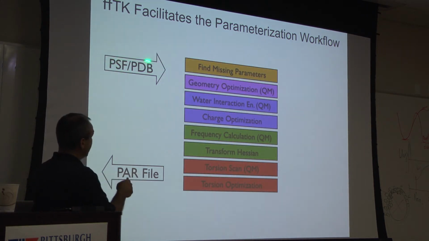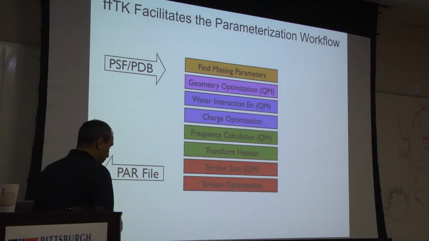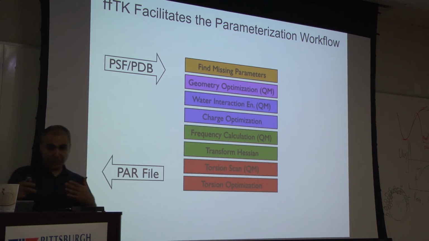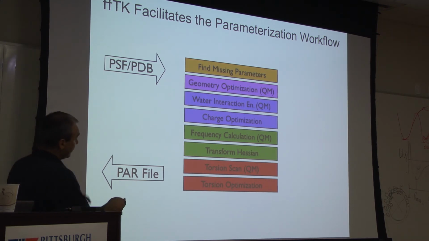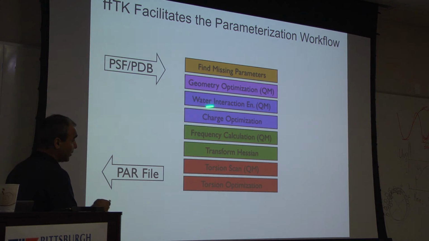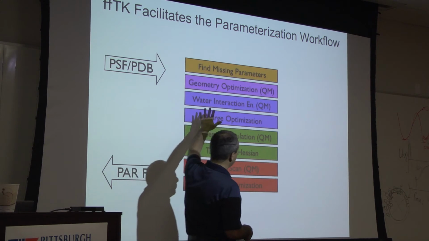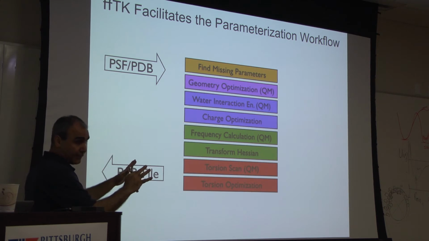When you read the PSF and PDB file, it finds the missing parameters for you. It tells you what the missing pieces are, so you can immediately find out for what part of the system you need to develop parameters. Then it helps you with setting up the geometry optimization, the QM calculations, and the water interaction engine that allows you to create all the files. Then it generates all the input files that you need for these Gaussian calculations. You have to run the Gaussian job somewhere else.